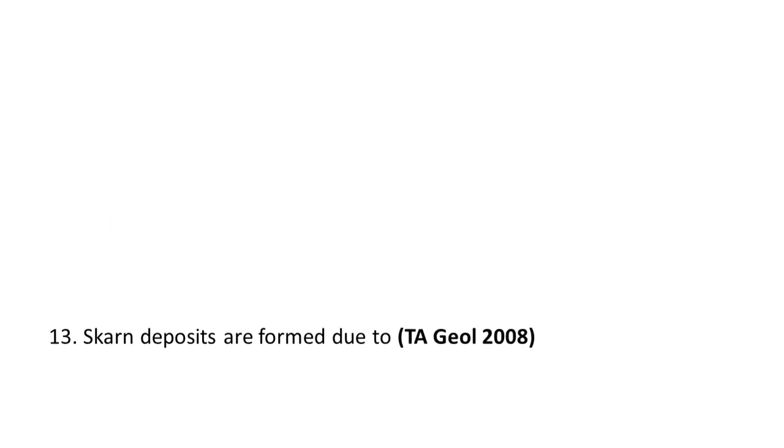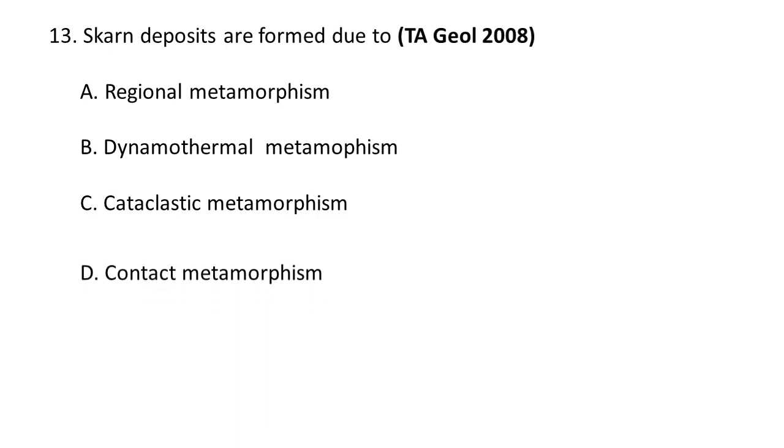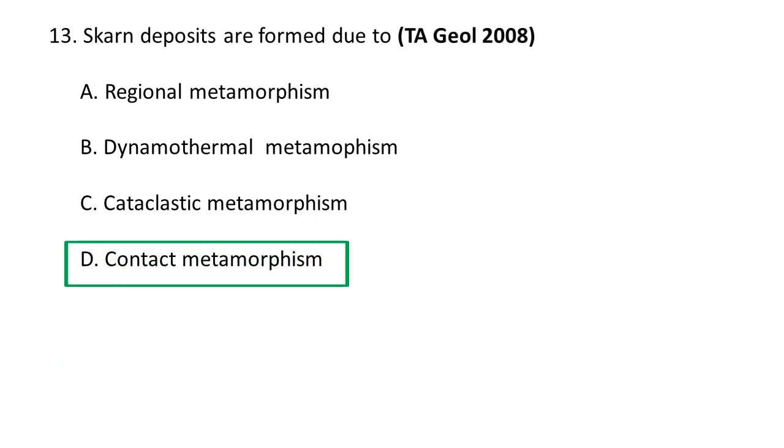Next question, skarn deposits are formed due to A. regional metamorphism, B. dynamothermal metamorphism, C. cataclastic metamorphism and D. contact metamorphism. So skarn deposits are formed due to contact metamorphism. Skarn deposits can form when hydrothermal fluids which are rich in ore replace, alter and metasomatize the surrounding country rock near an intrusive body, and this often happens at the contact of carbonate country rocks and intrusive plutons as well. So skarn deposits are formed due to contact metamorphism. D is the correct option.